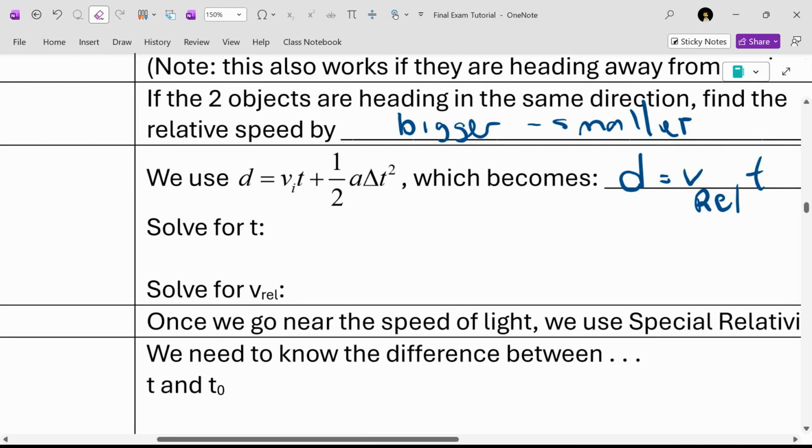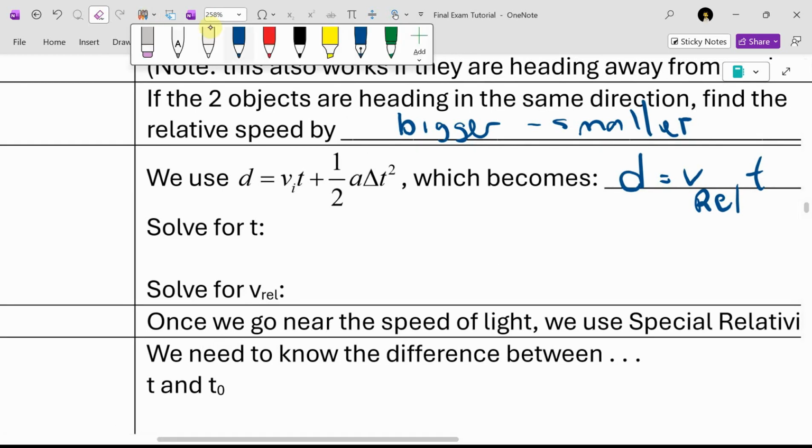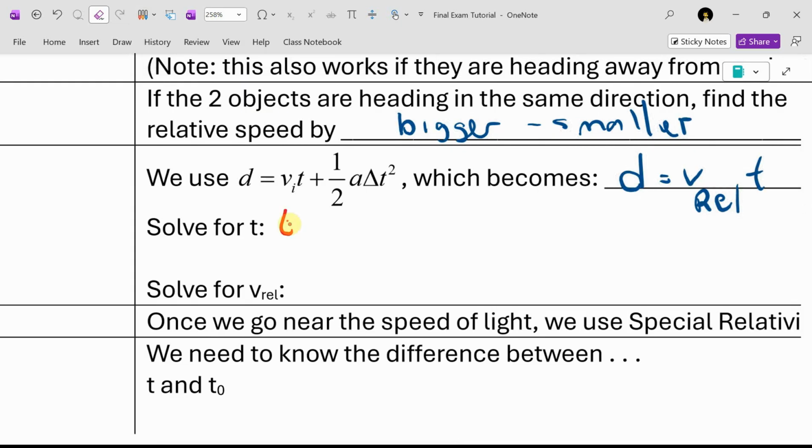So if I have that, Roberto, I could solve for t. Get the t by itself, please. D divided by VREL. I could also solve for the V. Valentin, how would I get the... No, you joined us afterwards. Never mind. Sorry. Nolan, how would I get the V by itself?